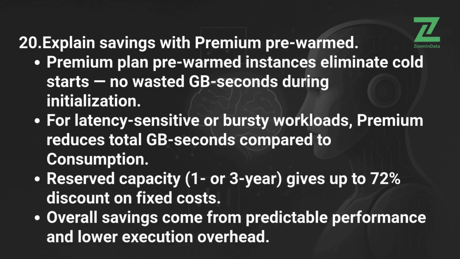Explain savings with Premium pre-warmed instances. Premium plan pre-warmed instances eliminate cold starts. No wasted GB-seconds during initialization. For latency-sensitive or bursty workloads, Premium reduces total GB-seconds compared to Consumption. Reserved capacity, 1 or 3 years, gives up to 72% discount on fixed costs. Overall savings come from predictable performance and lower execution overhead.